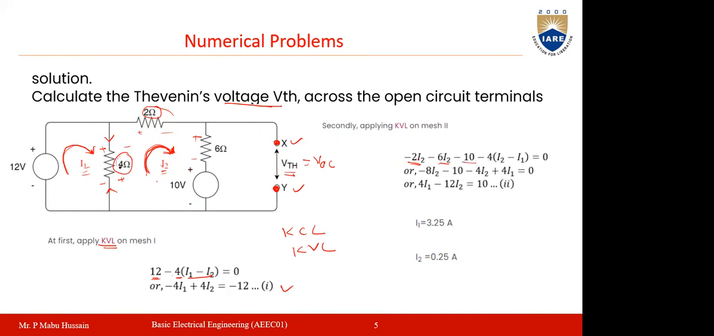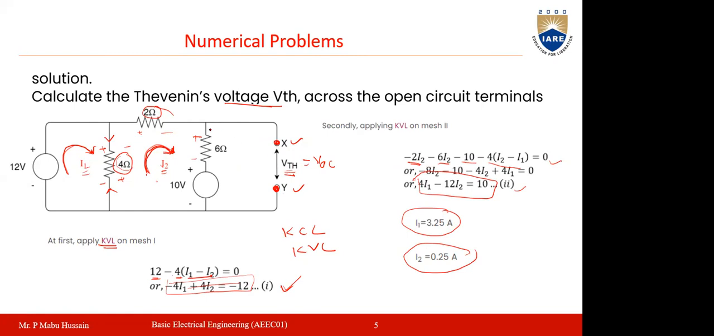And if you see the 4 ohms, then the current flowing through this is I2 minus I1. So 4 into (I2 minus I1) is equal to 0. Now you solve this, and you are getting this equation for mesh 1. If you solve equation 1 and equation 2, you will get the loop currents. Loop currents I1 you are getting here is 3.25 amperes and I2 is 0.25 amperes. Now after getting the currents, our main aim here is that you need to find out the voltage across this X and Y, which is the Thevenin.